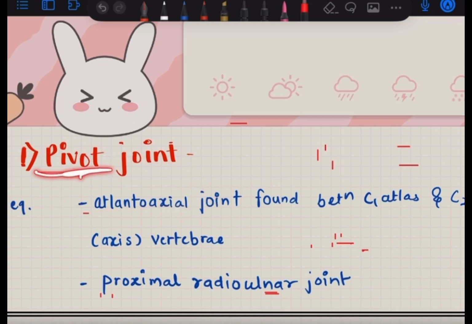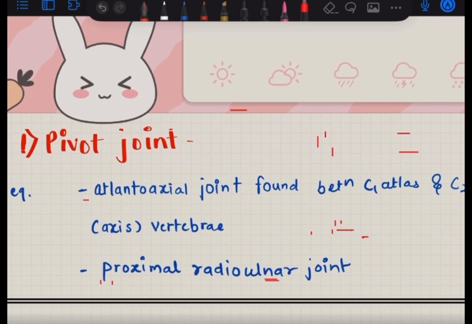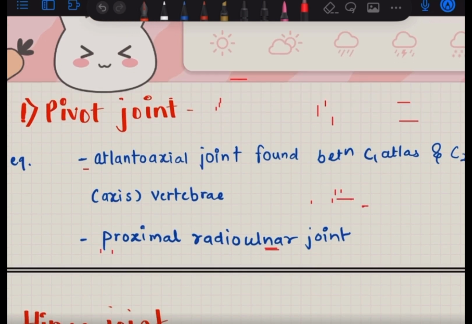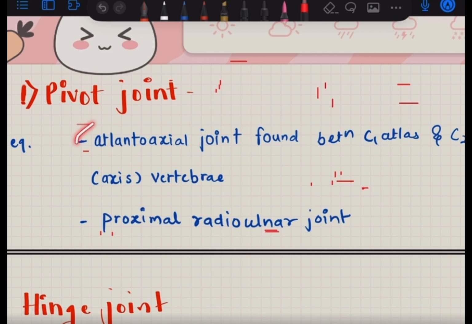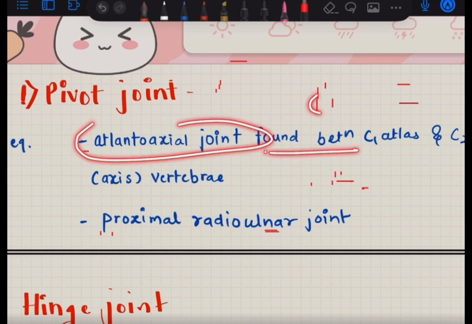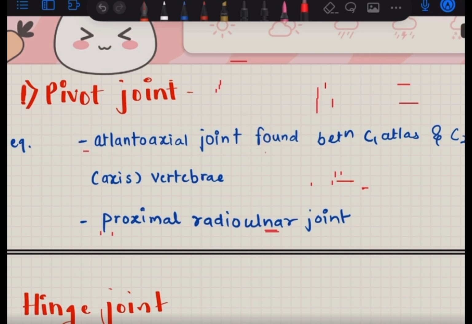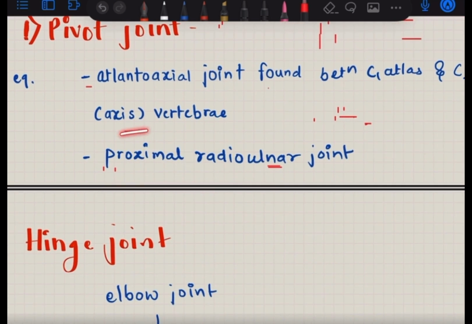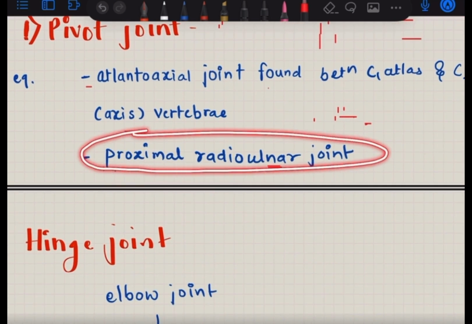First, pivot joint. The pivot joint is basically an articulation of a bone with another bone with ligament. For example, the atlantoaxial joint found between the first and second cervical vertebra. Another example is the proximal radioulnar joint. This will help in rotation of the radius. So it will rotate the radius and allows movement for the forearm.